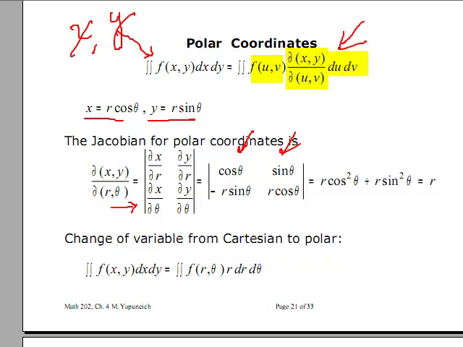Taking the determinant gives r cosine squared theta plus r sine squared theta. Of course, the r factors out, and you have the Pythagorean identity for sines and cosines, which is 1, and so the Jacobian is r. Remember, in the first example it turned out to be 2. Here it turns out to be r. So here's how you write a transformation from Cartesian to polar.